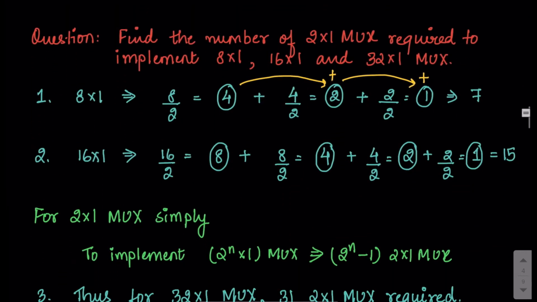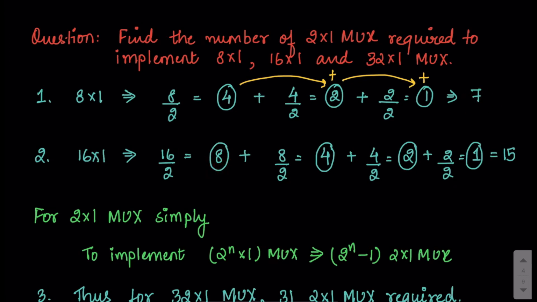Similarly, if you were asked to find out the minimum number of 2 cross 1 to implement 8 cross 1, then you would have divided 8 with 2, which gives you 4. Again divide 4 with 2 gives you 2, and again divide 2 by 2 gives you 1. Add these three numbers: 4 plus 2 plus 1, which is 7. Similarly, if you were asked to find 16 cross 1, again keep dividing. 16 by 2 is 8. Now we already worked out for 8. So we know that for 8 we require 7 2 cross 1 mux, and for 16 cross 1 we require another 8. So actually it is 8 plus 7, which is 15.